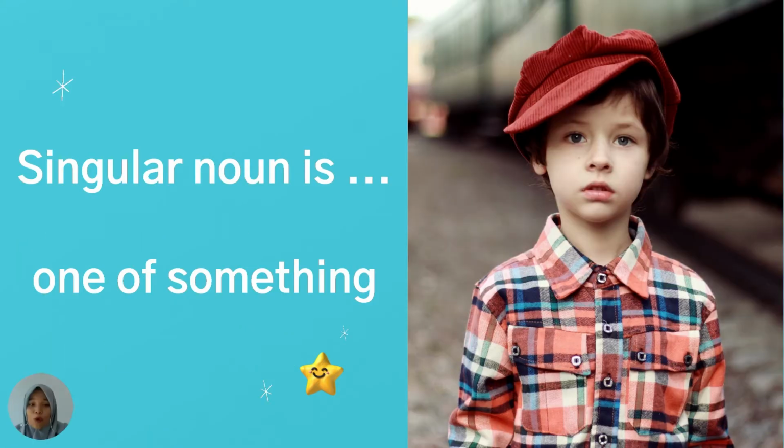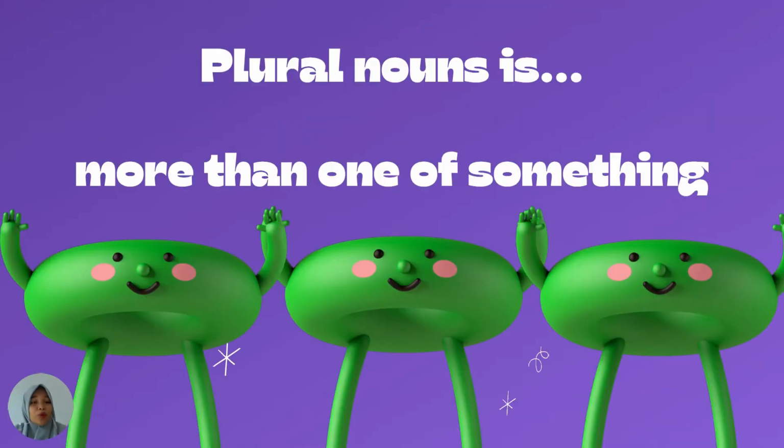So what is singular noun? Singular is one of something. Like Ustadzah, right now Ustadzah only alone or one or single person. So singular noun is one of something. How about plural? Plural nouns is more than one of something. It can be 2, 3, 4, and many more of things. It is called plural.